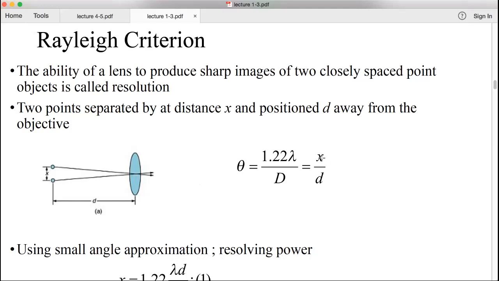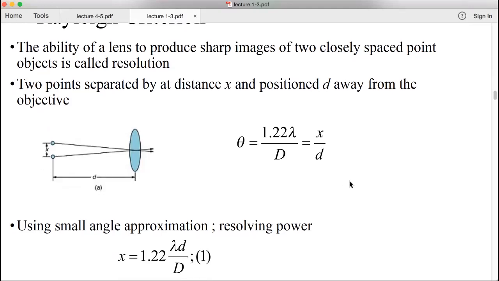And similarly, we can use that, and we can just rearrange the equation for theta, and then equate it to the Rayleigh criterion, which is 1.22 lambda over d. Then using the small angle approximation, we can come up with an equation for the resolving power, where x is the distance between the two point objects. It equals 1.22 lambda small d over capital D, and small d here is how far the objects are situated from the lens.